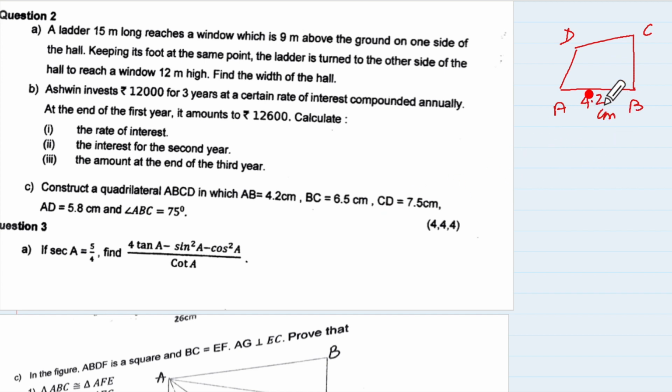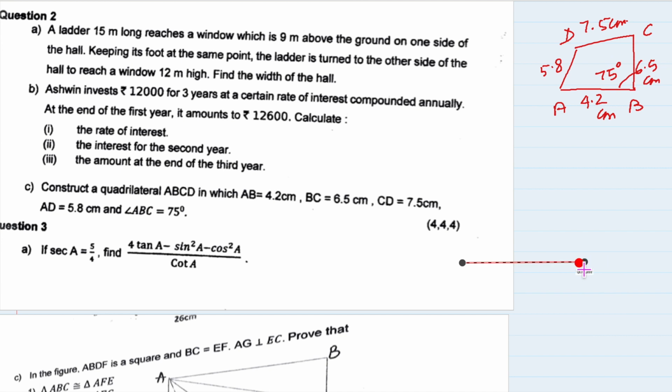Okay. BC is 6.5 centimeter. CD is 7.5 centimeter. AD is 5.8 centimeter. And angle ABC is 75 degrees. Alright. So when you need to draw, I'll just draw a rough diagram so that you will get the idea.